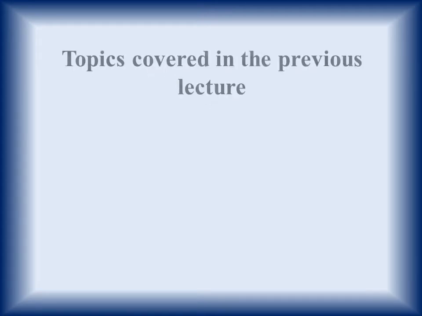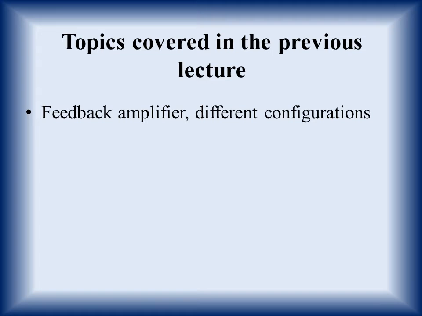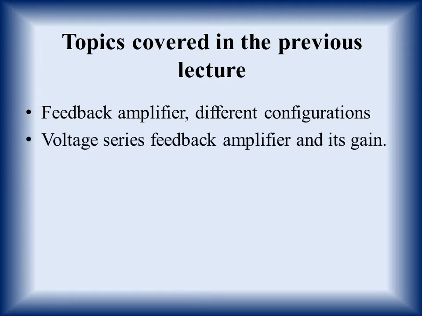Now in the previous lecture, the topics that were covered were, first of all, we had discussed feedback amplifier and its different configurations. How many types of feedback amplifier can be made. And then we had started voltage series feedback amplifier. We had calculated its gain and we had found that on applying negative feedback the gain of the voltage series feedback amplifier reduces.